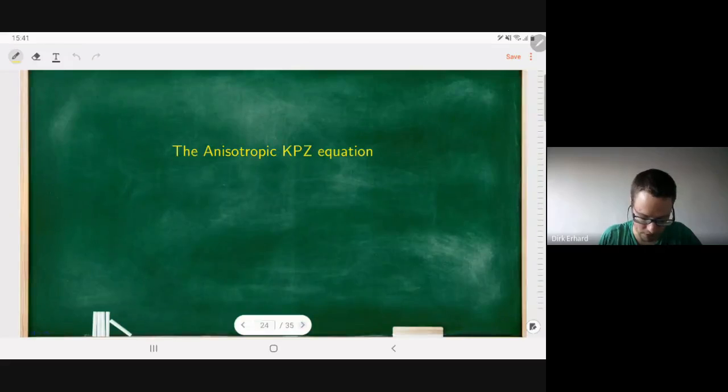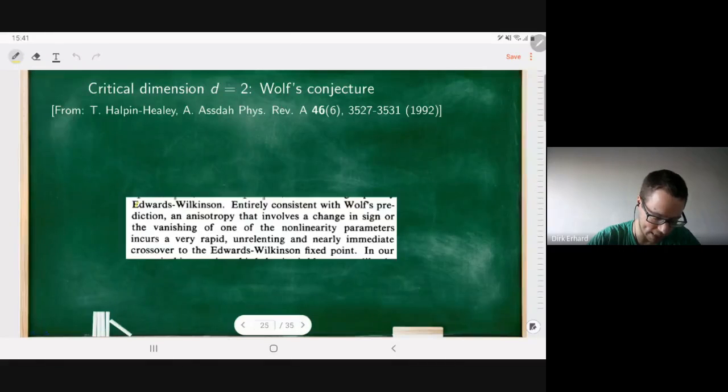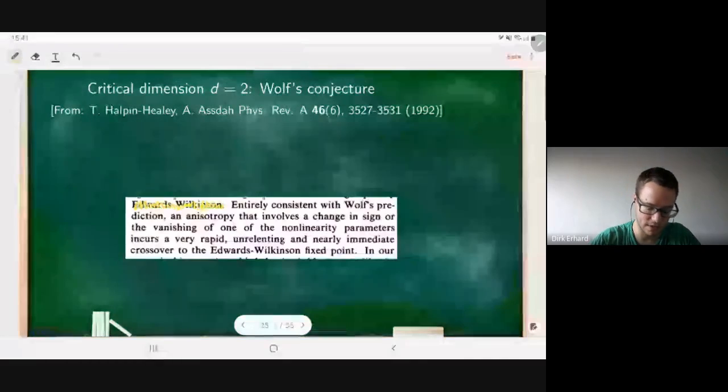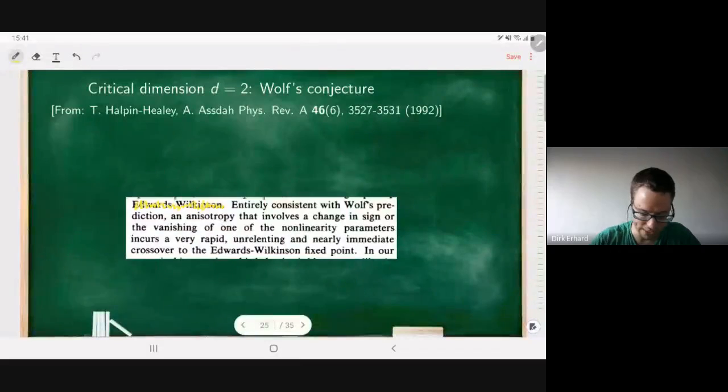So what should you expect in the anisotropic case? There has been more activity by physicists, actually. So that's the paper where they did some numerical simulations. And their findings were that, entirely consistent with Rowe's prediction, an anisotropy that involves a change in sign or the vanishing of one of the non-linearity parameters incurs a very rapid, unrelenting, and nearly immediate crossover to the Edwards-Wilkinson fixed point. So what do they mean with change in sign?